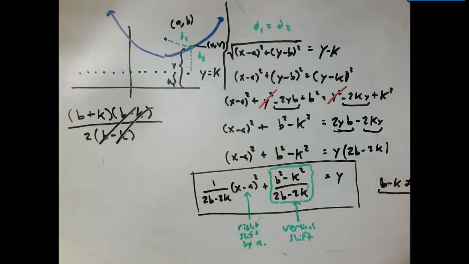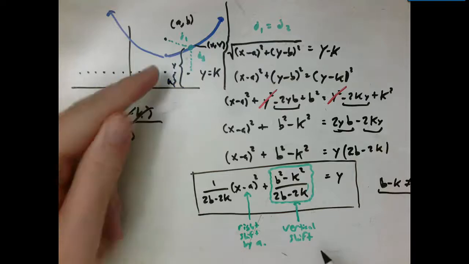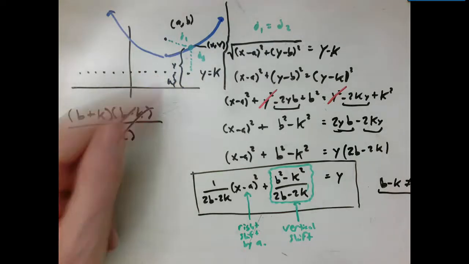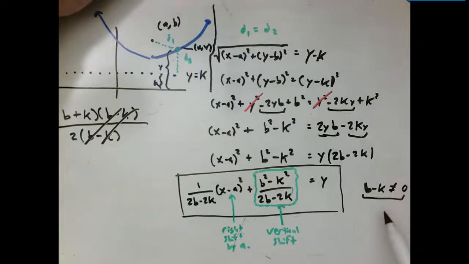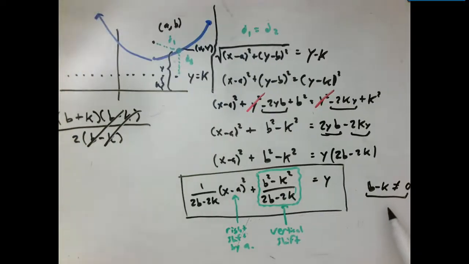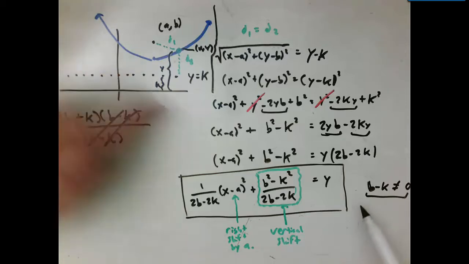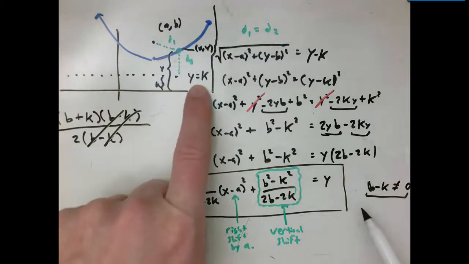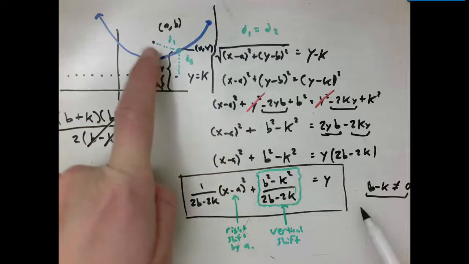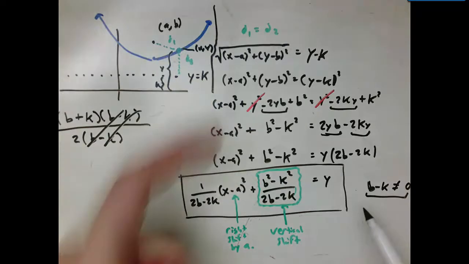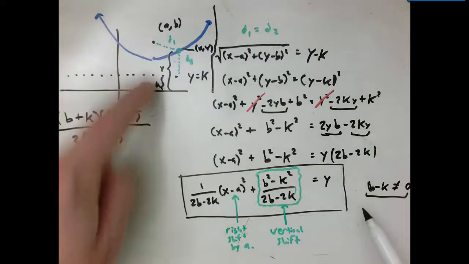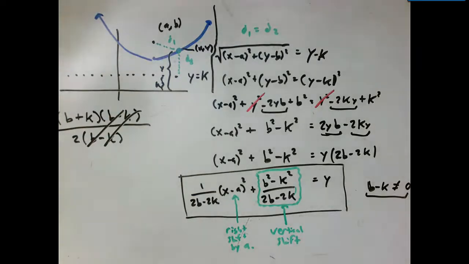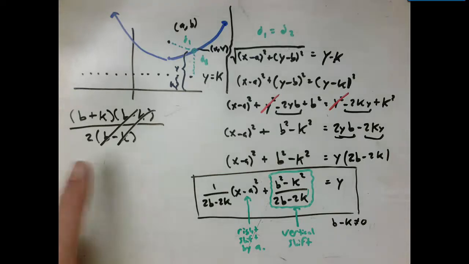And you should always be thinking about the relationship between the algebra and the graph, the geometry. So what would it mean if b minus k equals 0? It would mean that they're the same number. And what would that mean? It seems like that would mean that the line y equals k is at the same height as this point. So what we've discovered here is that our derivation works as long as the point is not directly on that line.